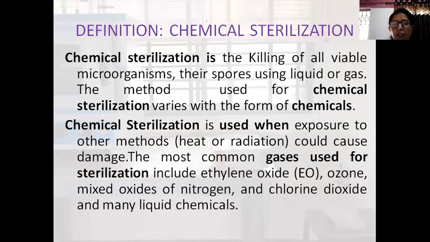Chemical sterilization is used when exposure to other methods, for example, heat or radiation, could cause damage to the sterilisant. The most common gases used for sterilization include ethylene oxide, ozone mixed oxides of nitrogen, and chlorine dioxide, and many liquid chemicals such as alcohols, aldehydes, phenols, and halogens.